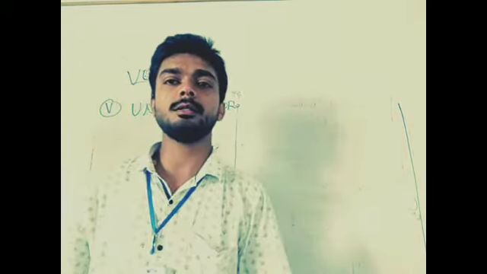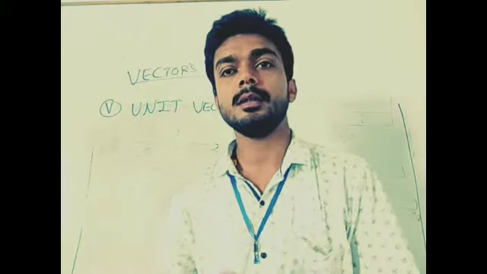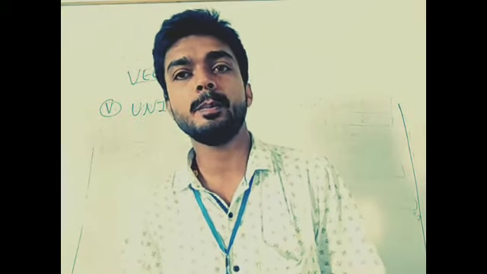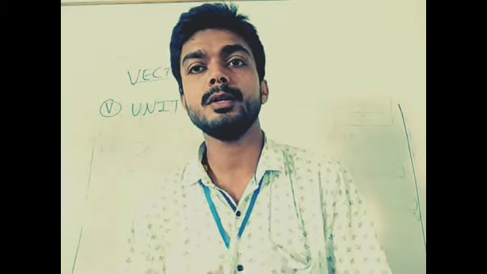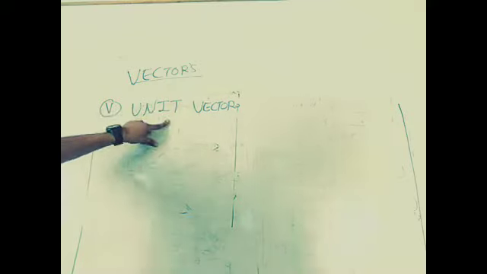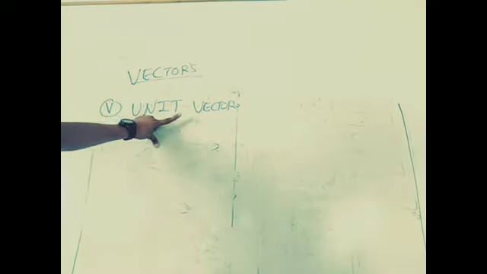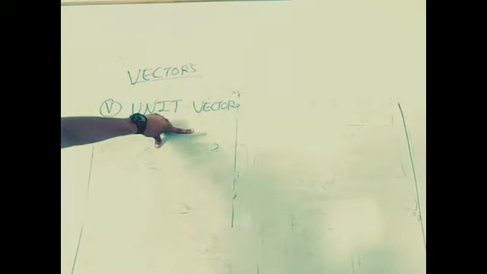Students, the next type of vector is the unit vector, which is the most important vector. We are going to discuss the vector named unit vector. What are unit vectors? As the name suggests, unit means one. The vectors whose magnitude is 1 are called unit vectors.